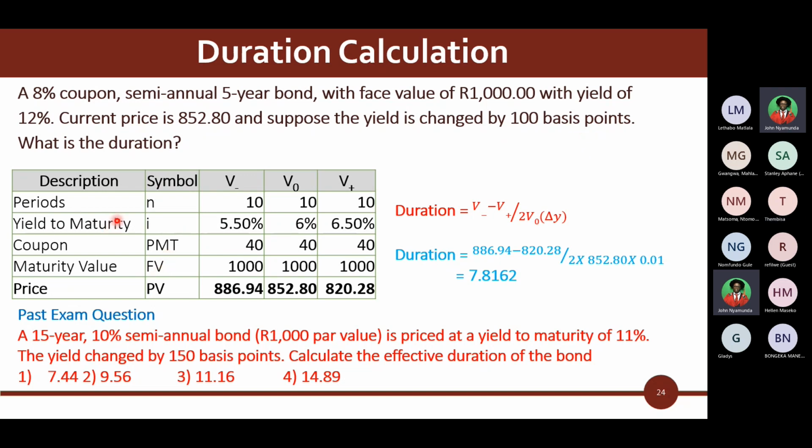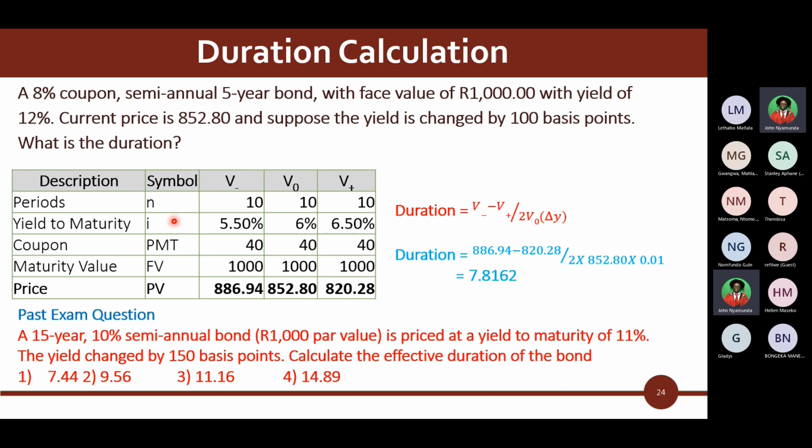Okay. Now, this is really not complicated. It's just confusing when you are starting, but once you have a table like this, it just puts the values we already know how to calculate into a table so that it's easy to work with. So we have the table with the symbols N, I, PMT, FV. These are the factors we already know. V minus is this thing in our formula. V plus is this thing. V is V naught. V minus is the value of the bond if yield reduces. V plus is the value of the bond if yield increases. So in this question, what is the value of the bond if yield increases by 1%?